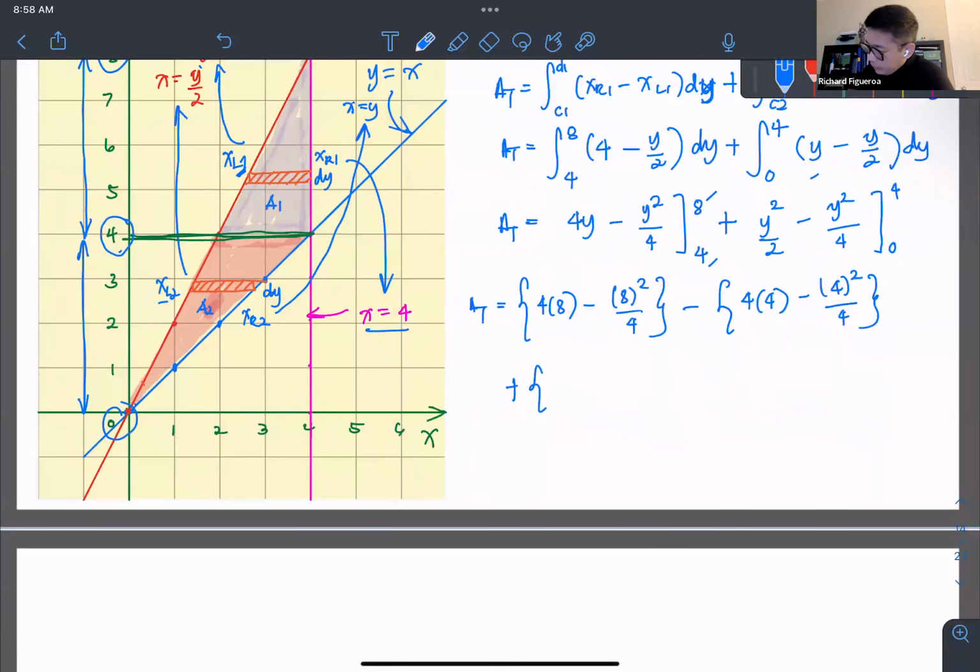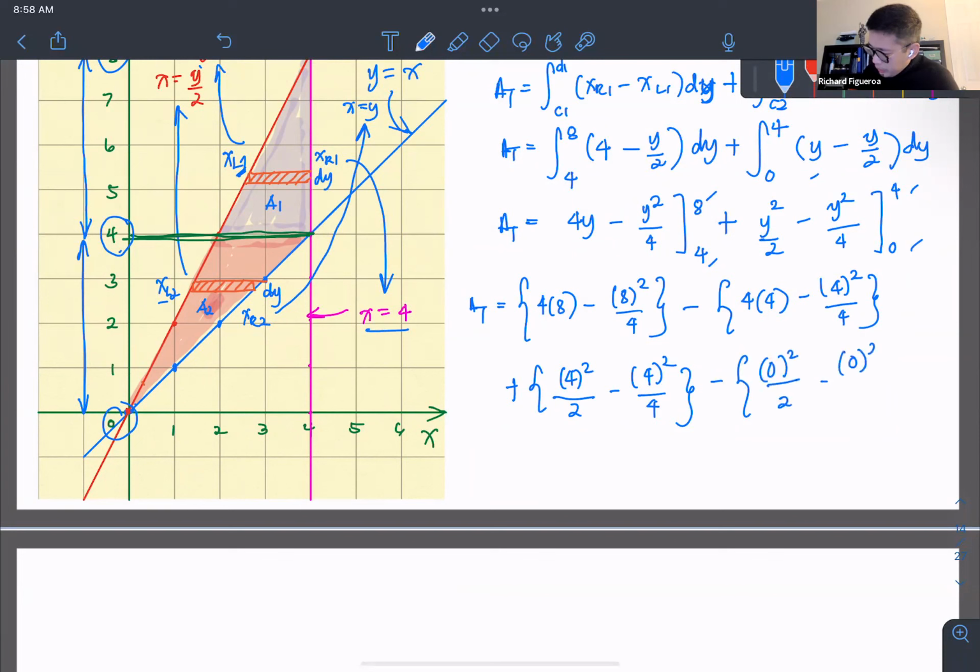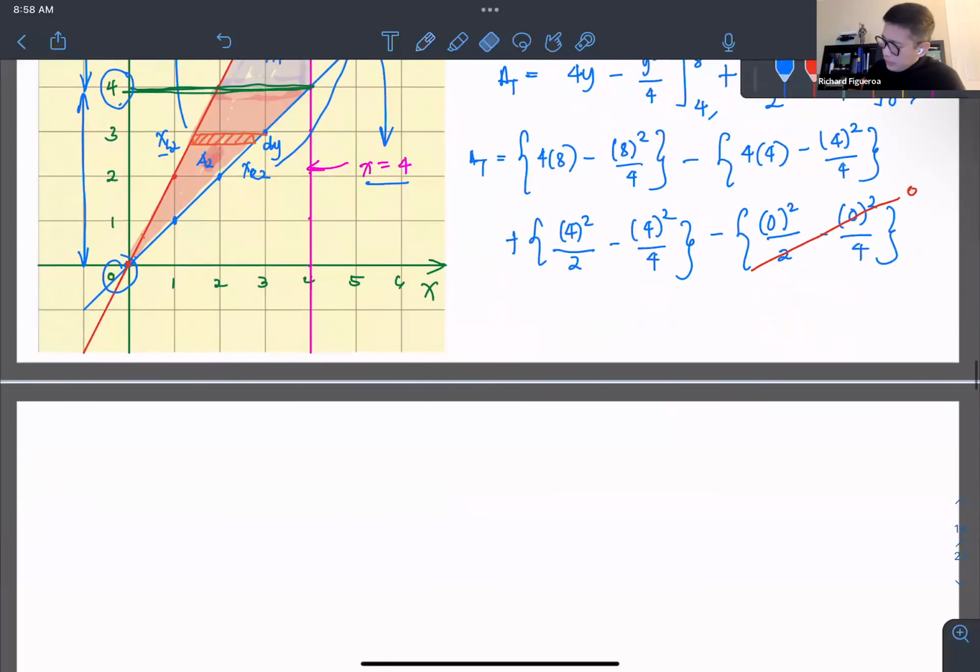Area number 2 natin will be, so y squared, so upper boundary is 4. So 4 squared all over 2 and minus 4 squared all over 4. That is upper boundary 4. Then the lower boundary 0. So minus 0 squared all over 2 minus 0 squared all over 4. So definitely, this is already 0. So the total area then, so I'll start with this.